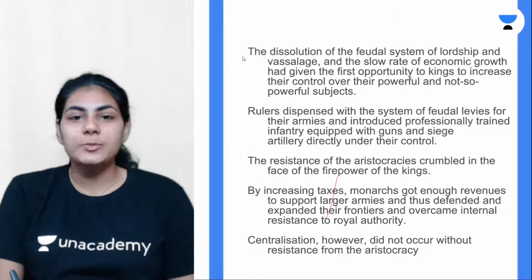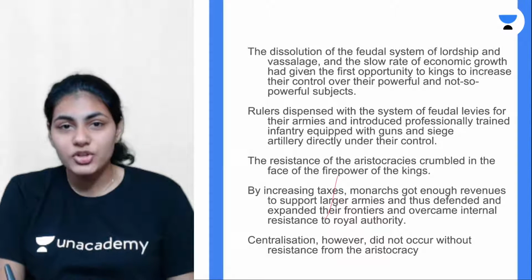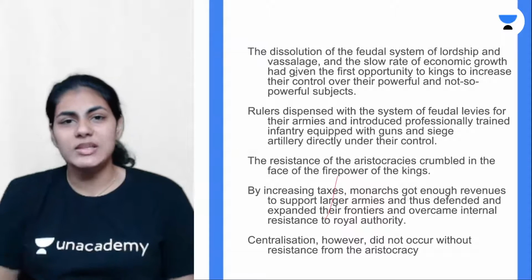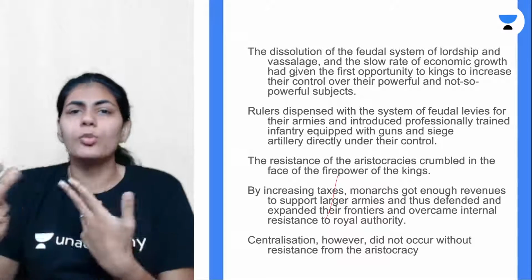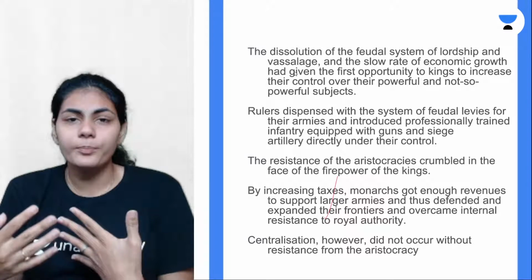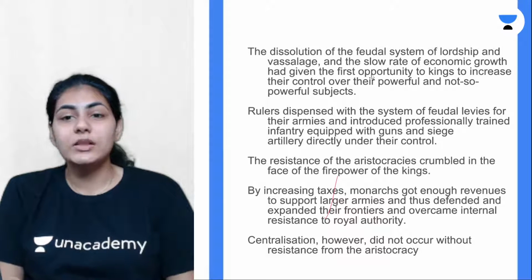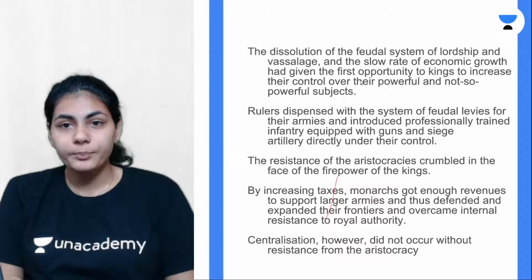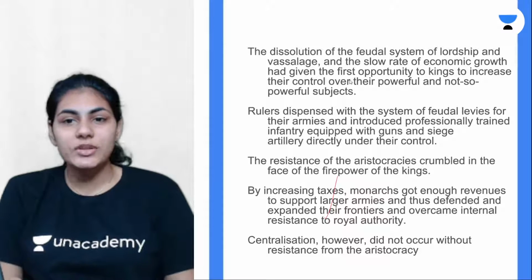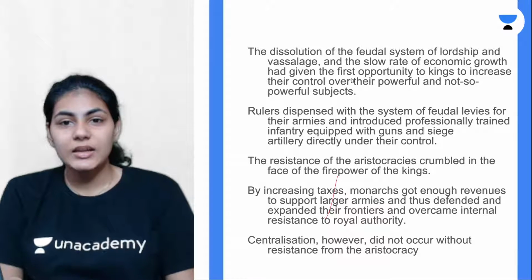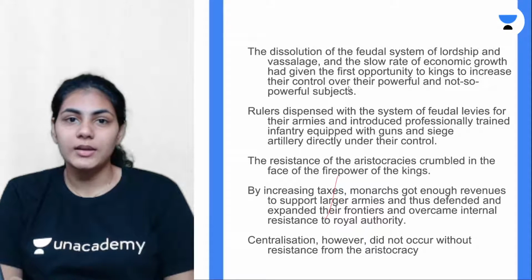For example, the first point is the dissolution of the feudal system of lordship and vassalage, right? So basically the destruction of the feudal system. There's no more lord-vassal relationship; that has been becoming weaker and weaker. And then there's a slow rate of economic growth, right? Because of the slow rate of economic growth, it gives the first opportunity to the kings to increase their control over their powerful and not so powerful subjects.